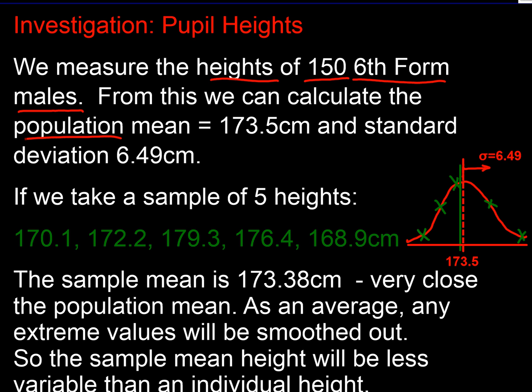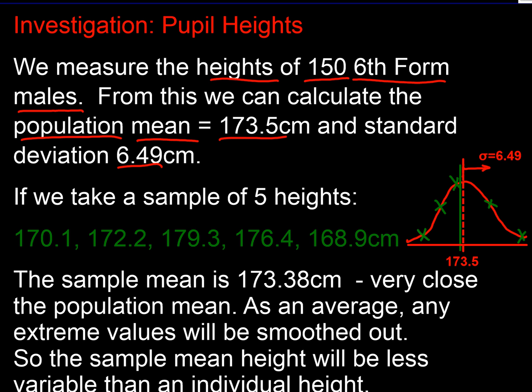And if we look at the population, we can find its mean, it's 173.5, and its standard deviation is 6.49 centimeters. On the right hand side here, it's pretty normally distributed, so I've drawn a little normal diagram with those parameters.